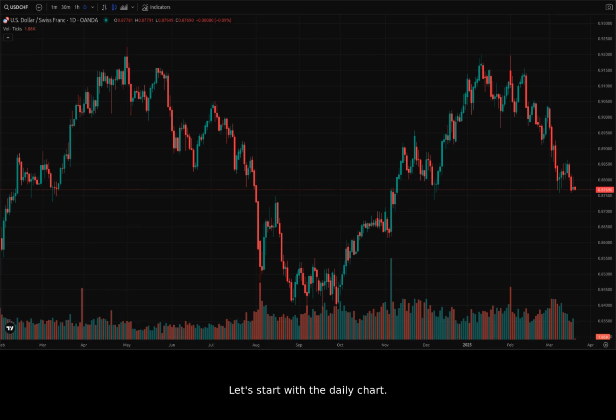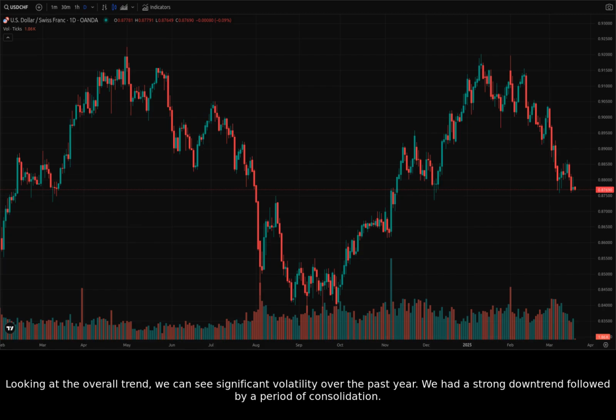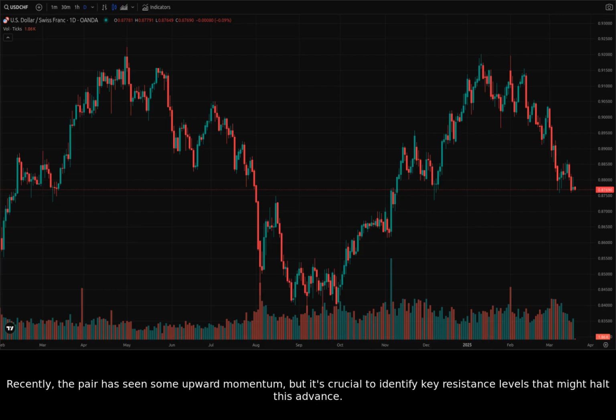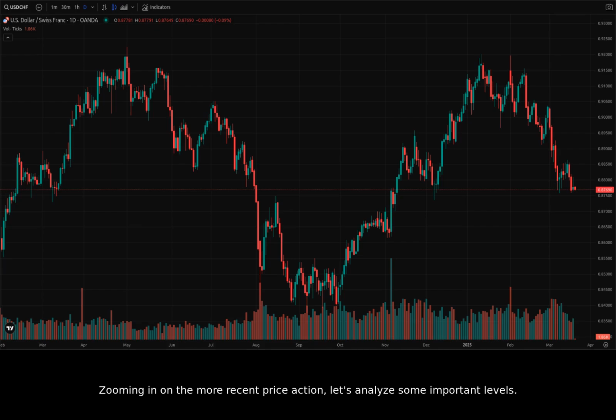Let's start with the daily chart. Looking at the overall trend, we can see significant volatility over the past year. We had a strong downtrend followed by a period of consolidation. Recently, the pair has seen some upward momentum, but it's crucial to identify key resistance levels that might halt this advance. Zooming in on the more recent price action, let's analyze some important levels.